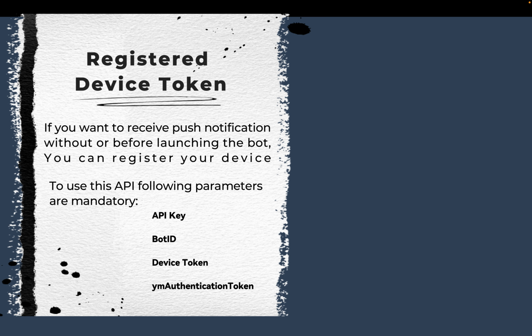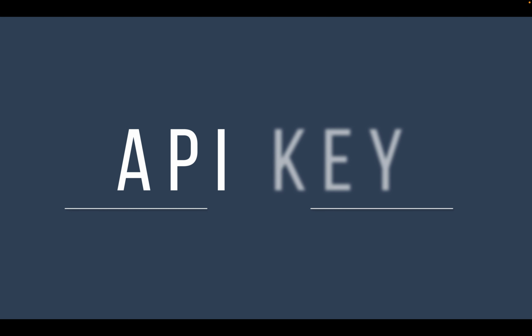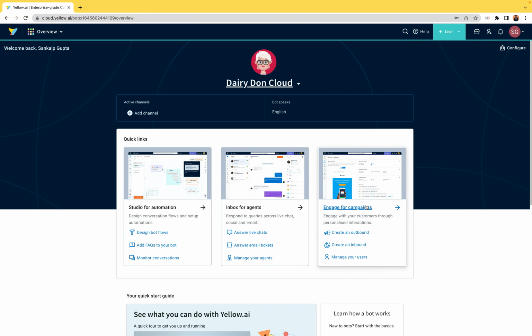To use the API, there are a few parameters that are mandatory, like API key, bot ID, device token, and YM authentication token. First, let us talk about the API key and where you would find it. You have to log into your cloud.yellow.ai platform. I have already logged into cloud.yellow.ai, and here is my bot.